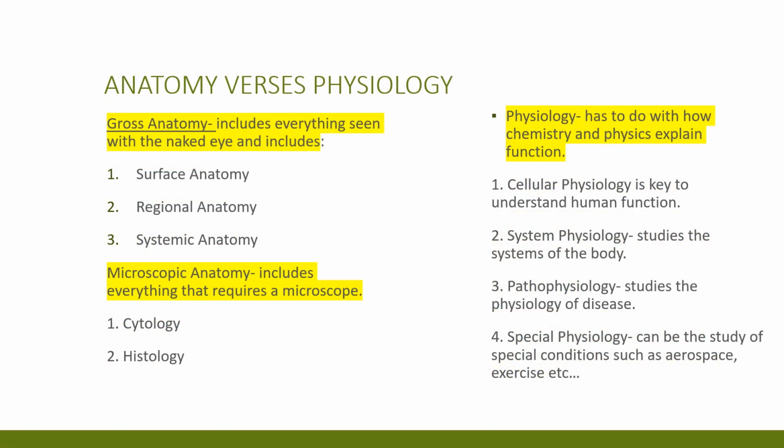And physiology has to do with how chemistry and physics explain function. We talked about this already. So cellular physiology is key to understanding human function, since the cell is the basic structural and functional unit of the human body. System physiology studies the different systems, such as the cardiovascular system, the integumentary system, the osseous system, the musculoskeletal system, and so on. Pathophysiology studies the physiology of disease, and there are different special physiologies such as aerospace physiology or exercise physiology. There are so many different specialties that people can go into.